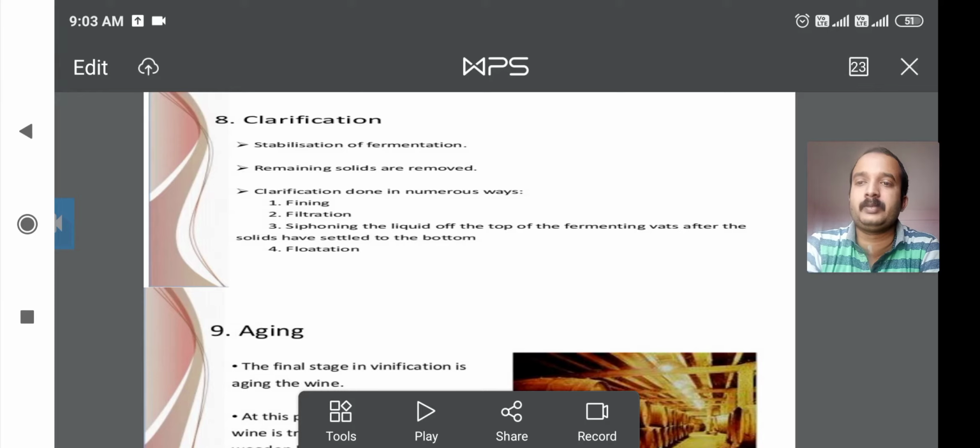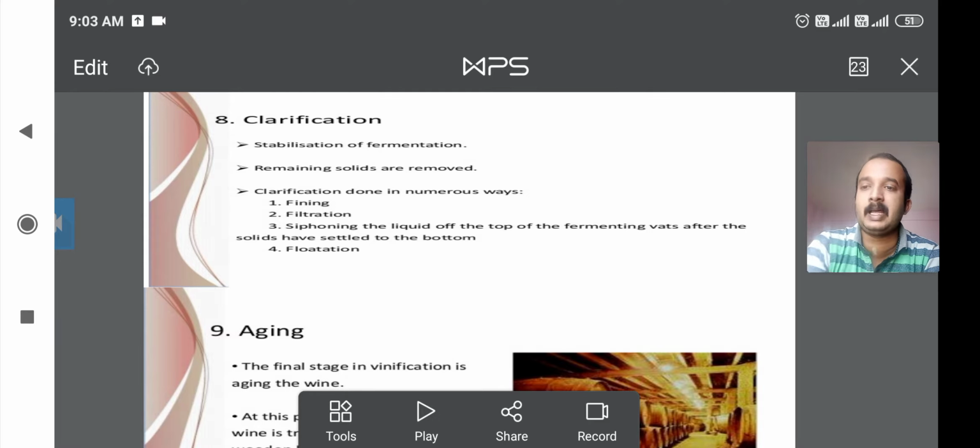Good morning friends. In the last lecture we discussed the steps used in the manufacturing of grape wine. We discussed seven steps in the last lecture, and in this lecture we will discuss the remaining three steps used in the manufacture of grape wine. Next is the clarification.